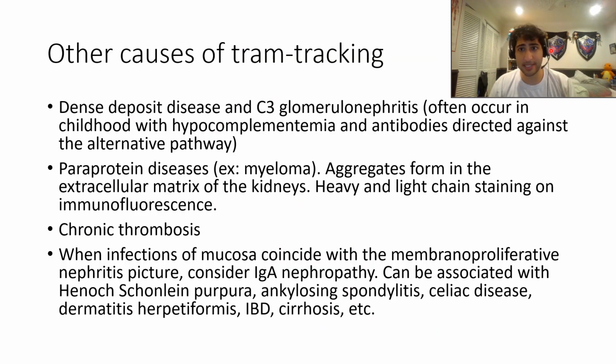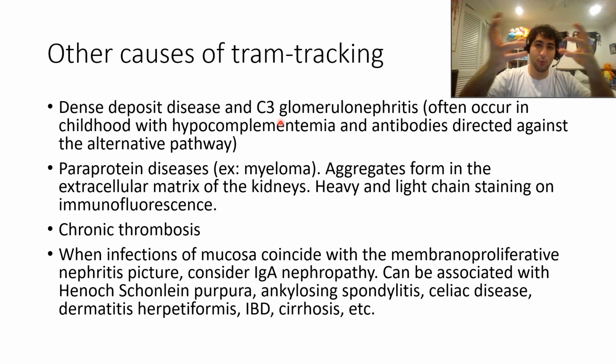So that's dense deposit disease and C3 glomerulonephritis, and they'll present as hypocomplementemia and antibodies directed against the alternative pathway that would not have immunoglobulins involved, but you'd have hypocomplementemia. All right, so you have to differentiate that from lupus, because you'll get hypocomplementemia in lupus, but you'll also get immunoglobulins. That's important. You'll have polyclonal immunoglobulins in lupus, but you won't have immunoglobulins in dense deposit disease. That's sort of where the art of the differential diagnosis comes in.